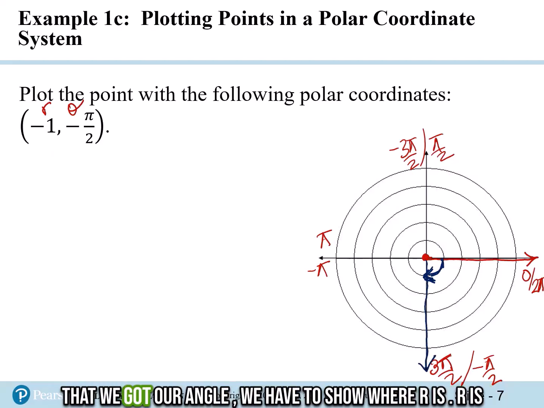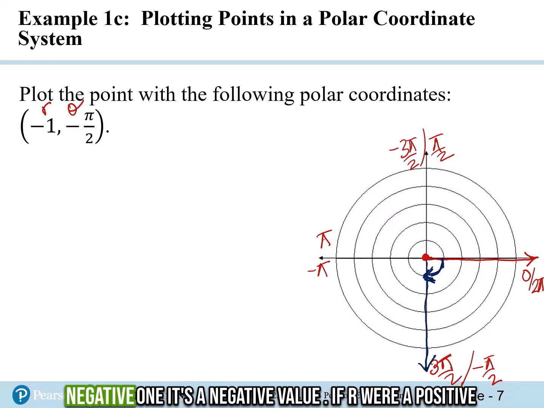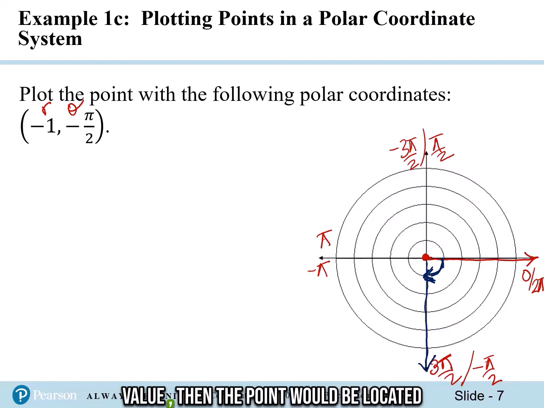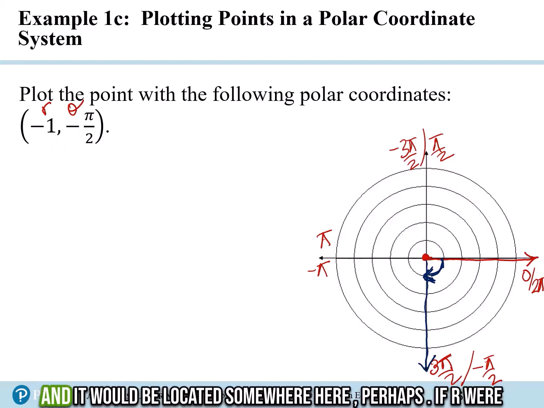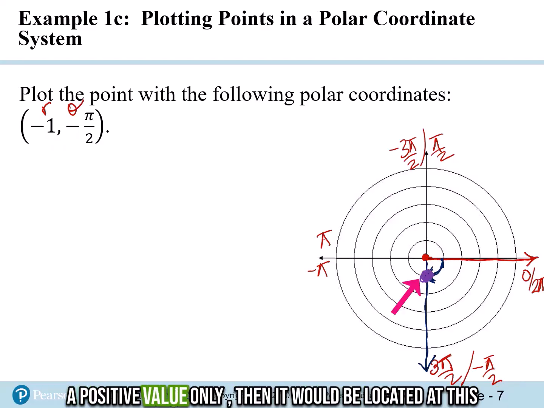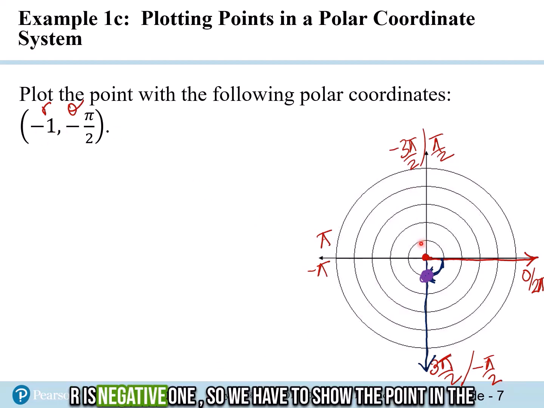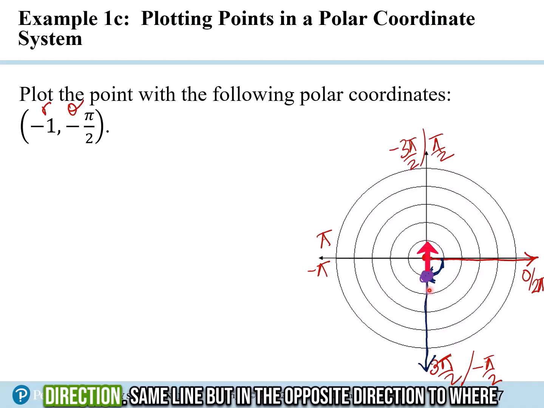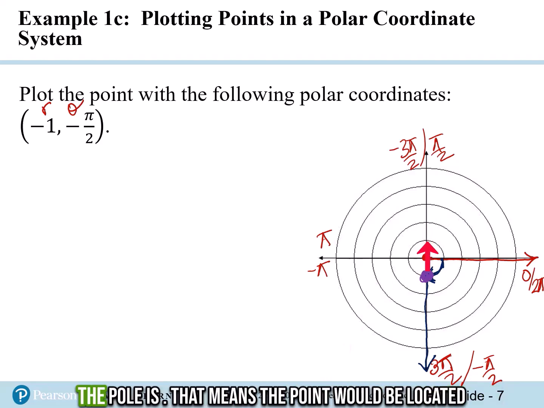So now that we got our angle, we have to show where r is. R is -1, it's a negative value. If r were a positive value, then the point would be located along the line of -pi/2, and it would be located somewhere here perhaps. If r were a positive value, only then it would be located at this point. However, r is -1, so we have to show the point in the opposite direction. Same line, but in the opposite direction to where the pole is.